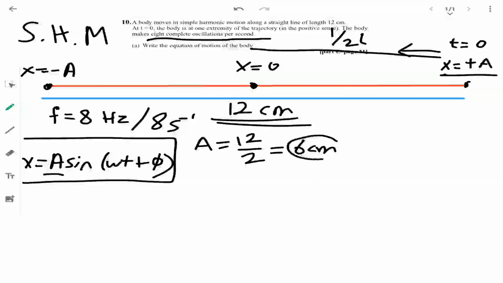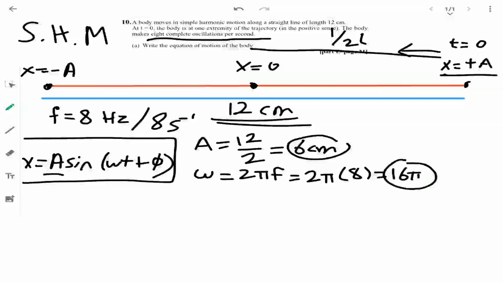Omega is also very simple to find. Omega is equal to, as we all remember, 2 pi f. F being the frequency, so 2 pi into 8, which is 16 pi. So we have A, we have omega. What's left? Phi. How do we get that? It's not given in the equation, nor can I get it from the drawing.